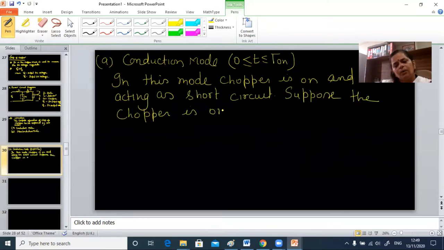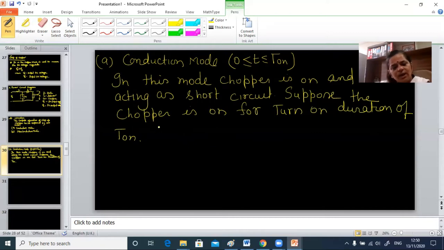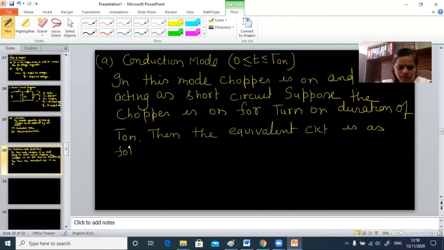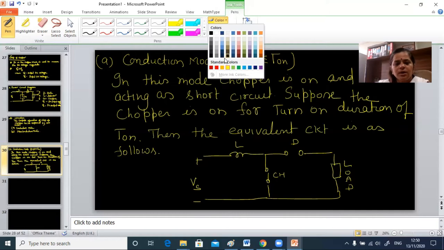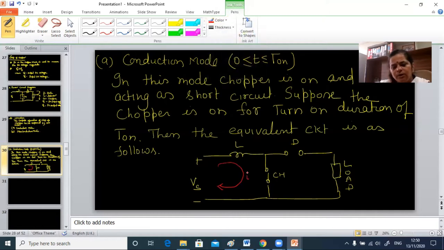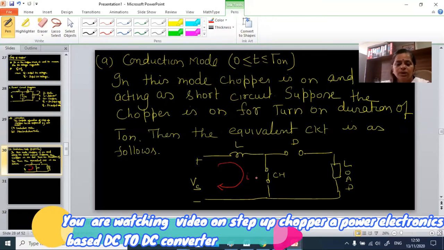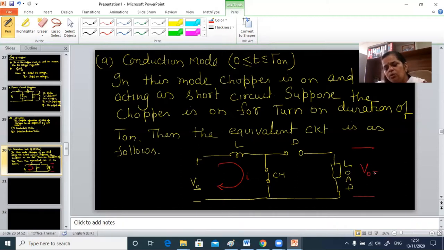Suppose the chopper is on for a turn-on duration of TON. What is the equivalent circuit? The chopper is acting as a short circuit, and the diode will act as an open circuit. This is the chopper, this is the inductor, and here there will be a load, with a plus Vs voltage. Under these circumstances, the current will flow like this through the chopper. In this case, the load voltage is zero because the supply is not connected to the load.